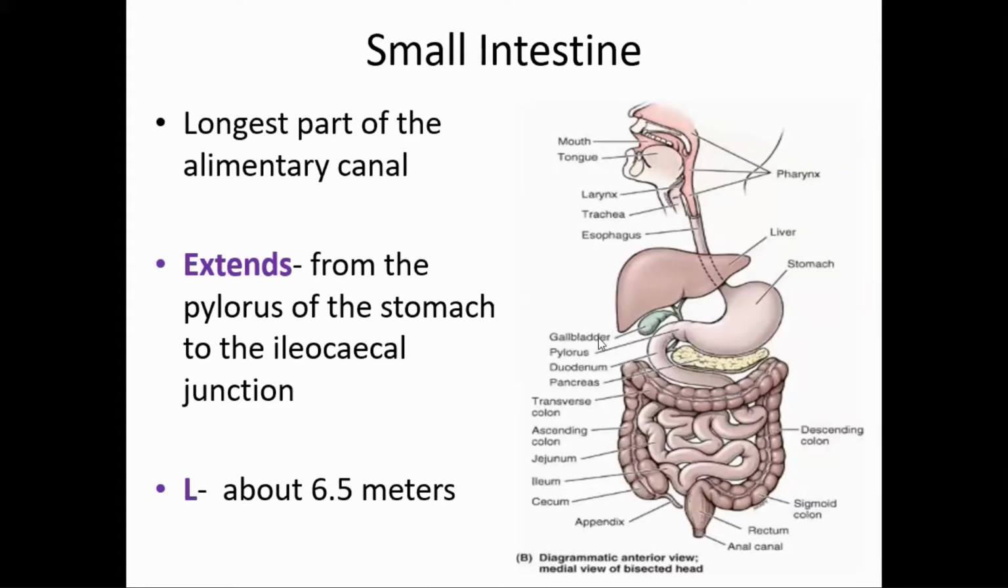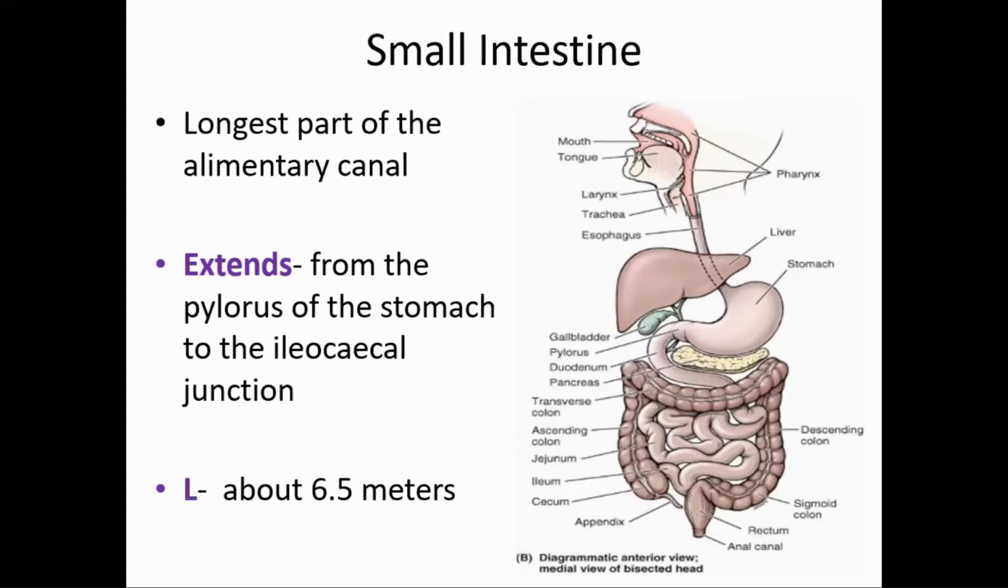So this is the surface anatomy for the pyloric orifice and the duodenojejunal flexure. The duodenojejunal flexure lies 1.25 centimeters below the transpyloric plane and 2.5 centimeters to the left of the median plane. If you take the point there, it represents the duodenojejunal flexure, the junction of the duodenum and jejunum.